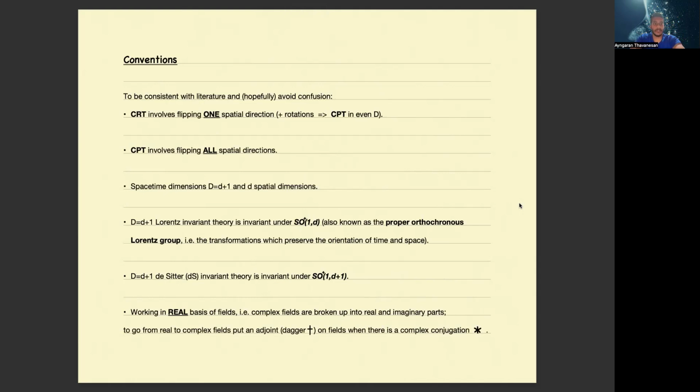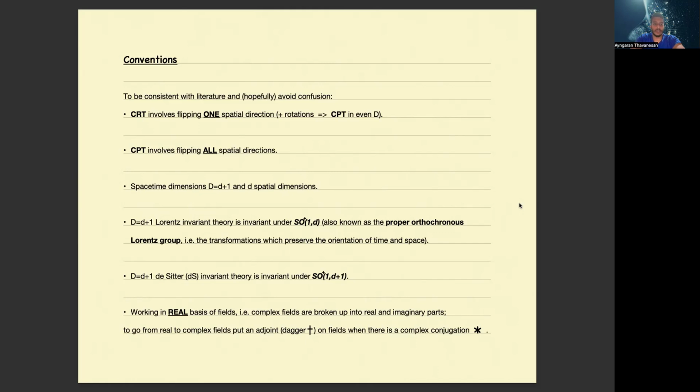So the conventions I'm going to be working with, to be consistent and hopefully avoid confusion, is that I'm going to talk about both CRT, which involves flipping one spatial direction, and CPT, which involves flipping all spatial directions. Now, CRT and CPT are actually equivalent if you have rotational invariance, because a 180 degree rotation is equivalent to flipping two spatial coordinates. So in even space-time dimensions, CPT and CRT can imply one another.